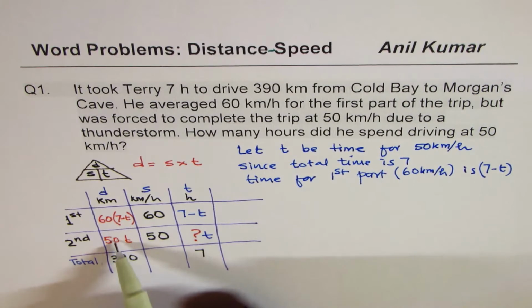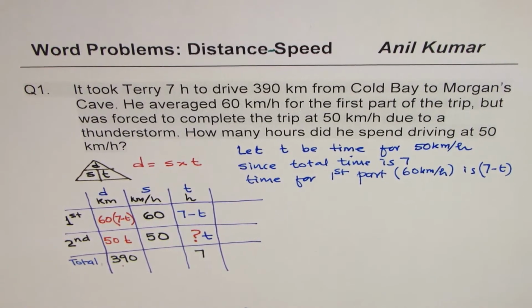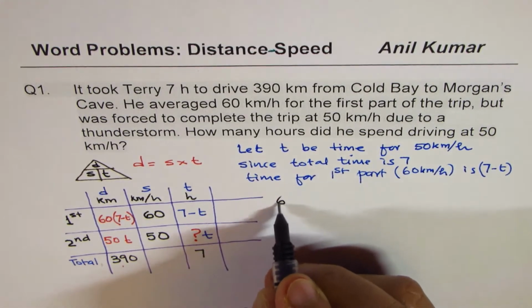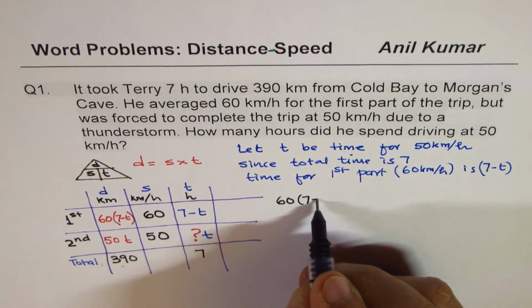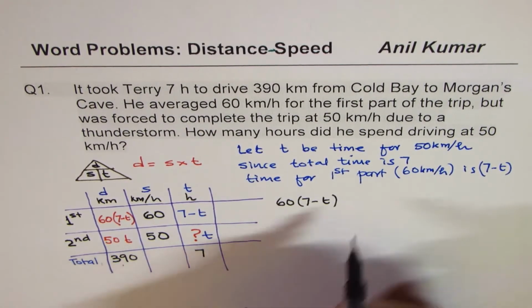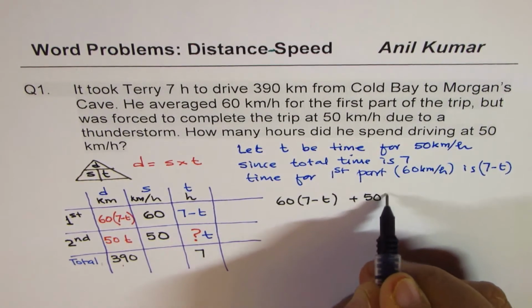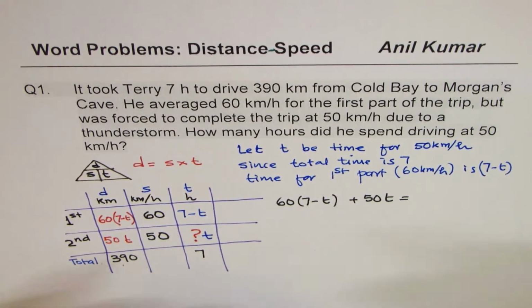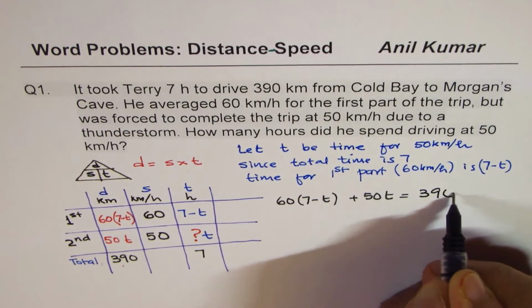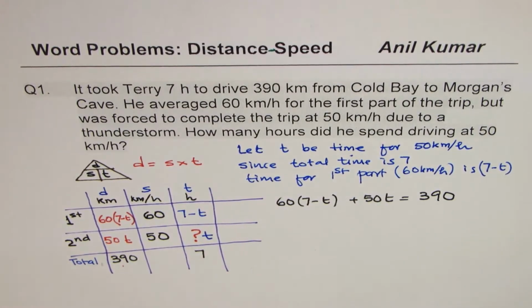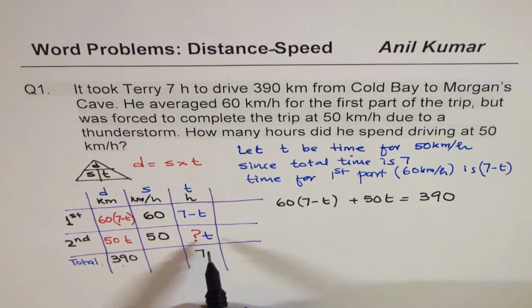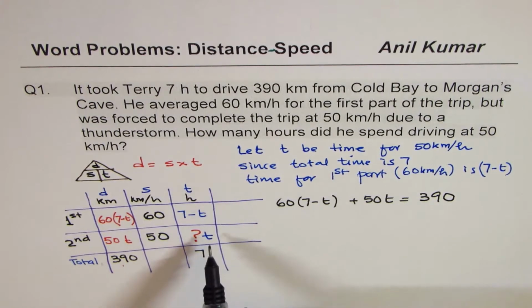And when you add these up, you should get 390. Does it make sense to you? So we get our equation, which is 60 times (7 minus t) plus 50 times t is equal to the total distance of 390. So this particular question we have actually solved using only one variable. In the next similar question, we'll use two variables.